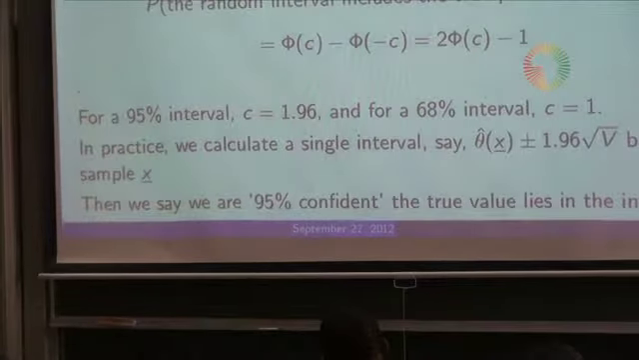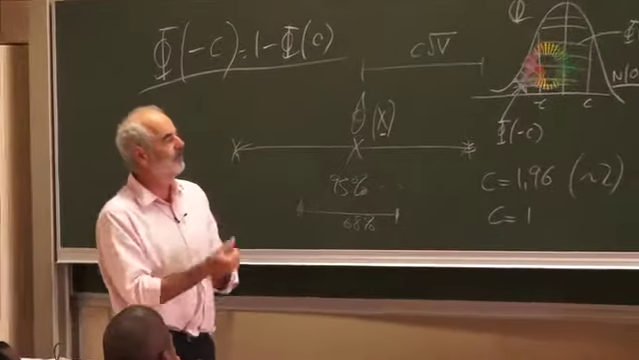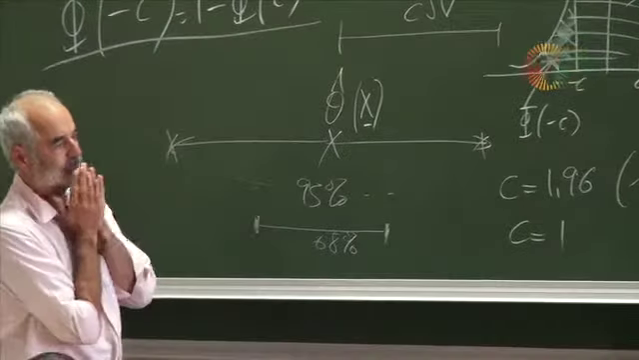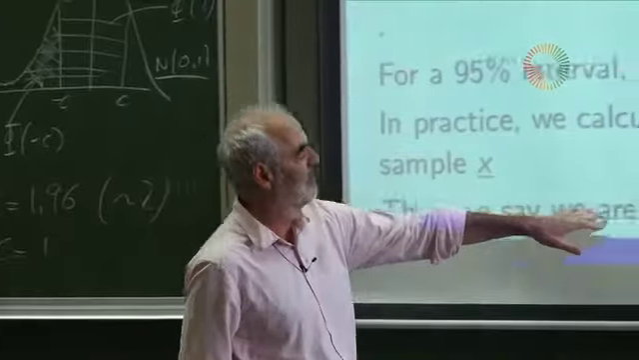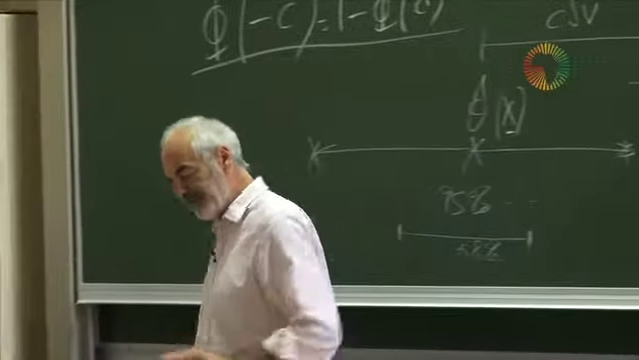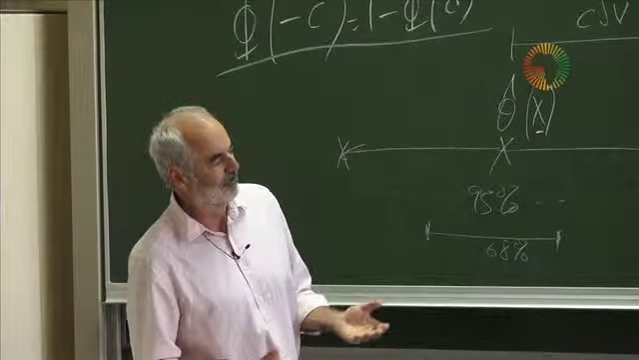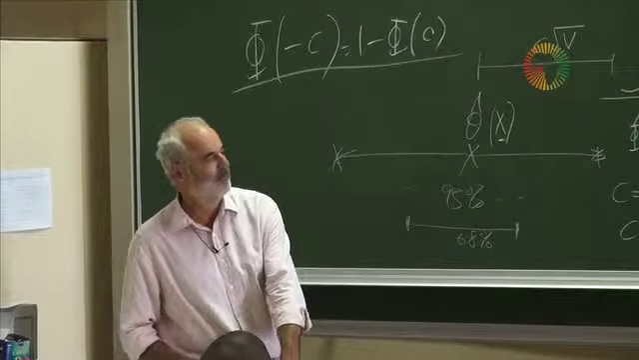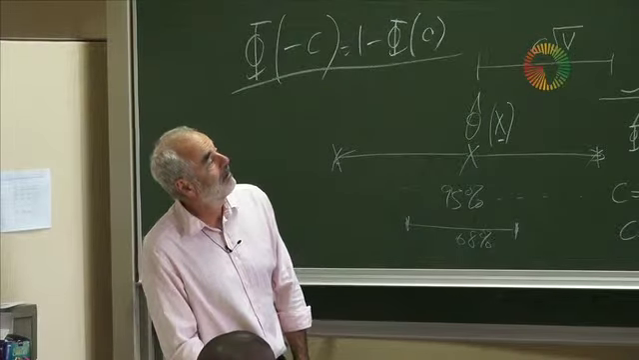Now, that means that if I calculate these intervals lots of times, 95% of the time, if I use this, it will contain the true value. In practice, we calculate a single interval and say we are 95% confident the true value lies in the interval. Strictly speaking, we should not say it's 95% probable the true value lies in the interval. We should use the language 95% confident. Okay, so that's it really. Right, what do we do then?